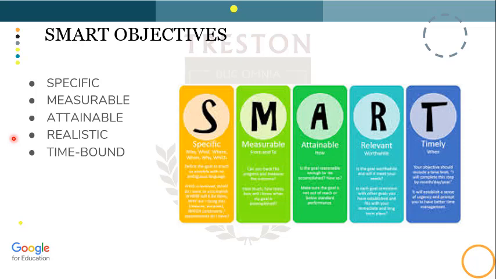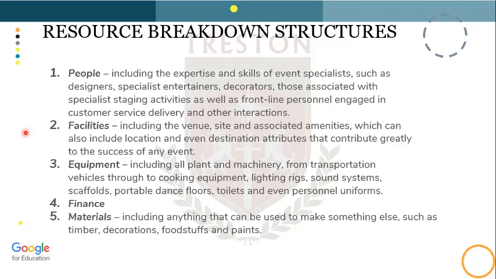Now, I'm sure this is not new to you, in setting an objective with an event, it should be SMART: specific, measurable, attainable, realistic, and time-bound or timely. So when you break down the resource structure for an event, you have people, the facilities that you're going to use in the event, the equipment, finance, and then what are the materials that you will use for this event.